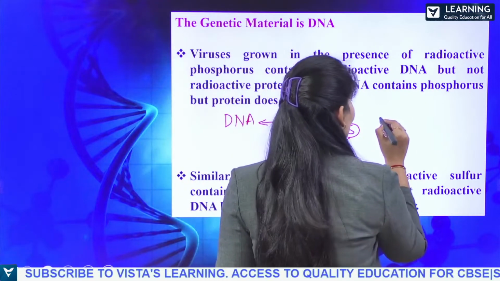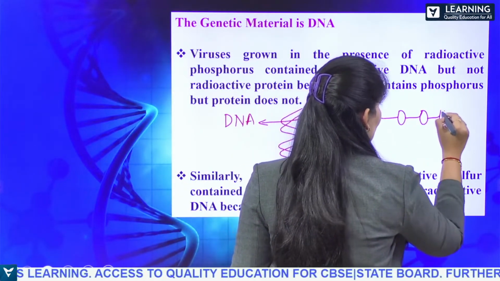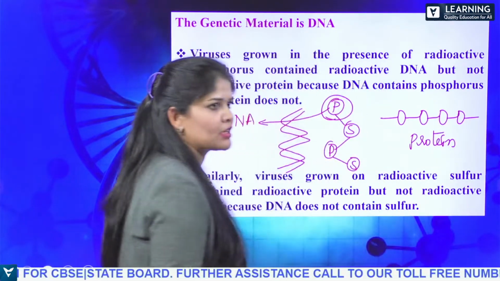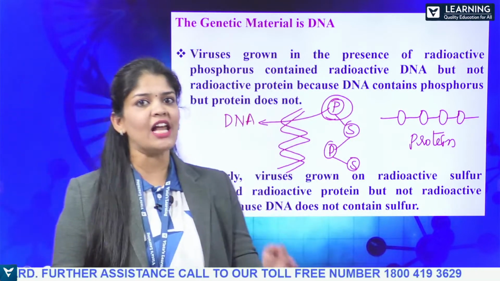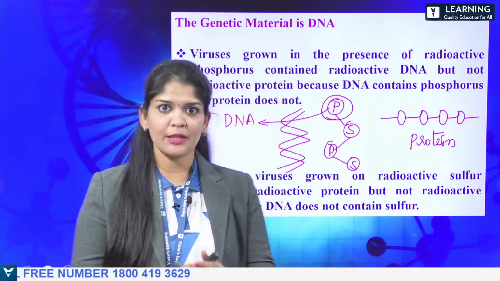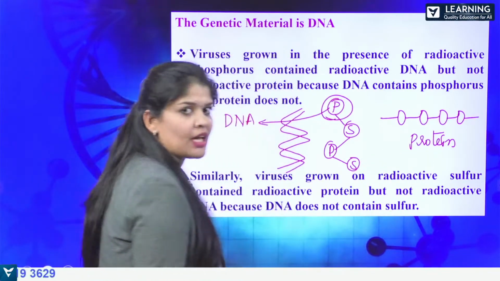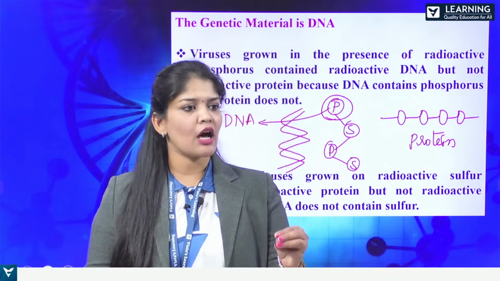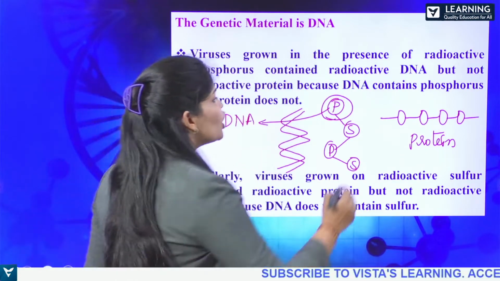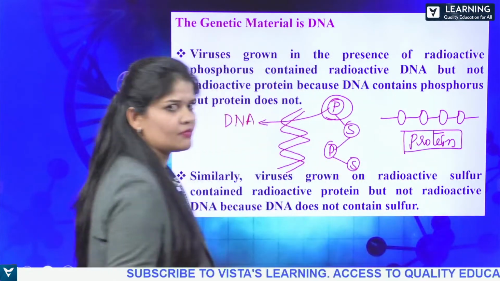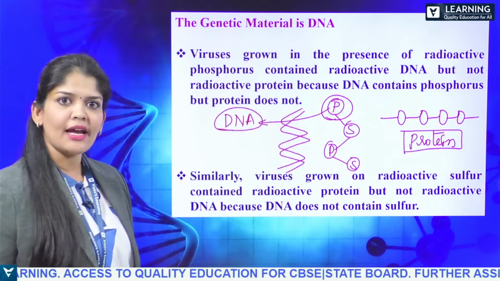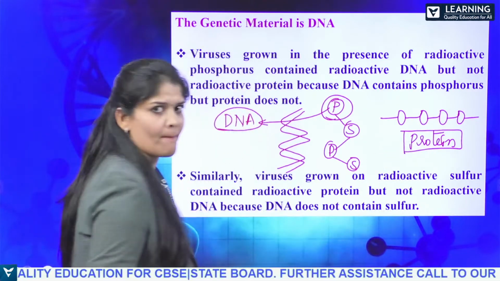Whereas coming to the sulfur, if you take the structure of the protein, it is made up of amino acids. And the amino acids in their side chains will have sulfur, like methionine and cysteine. These are all going to have sulfur in them. That means sulfur is present in protein. Therefore, whatever bacteriophages are growing in the medium containing radioactive sulfur will have it in the protein part of the bacteriophage. Here, the radioactive phosphorus enters into DNA and the radioactive sulfur will enter into protein.